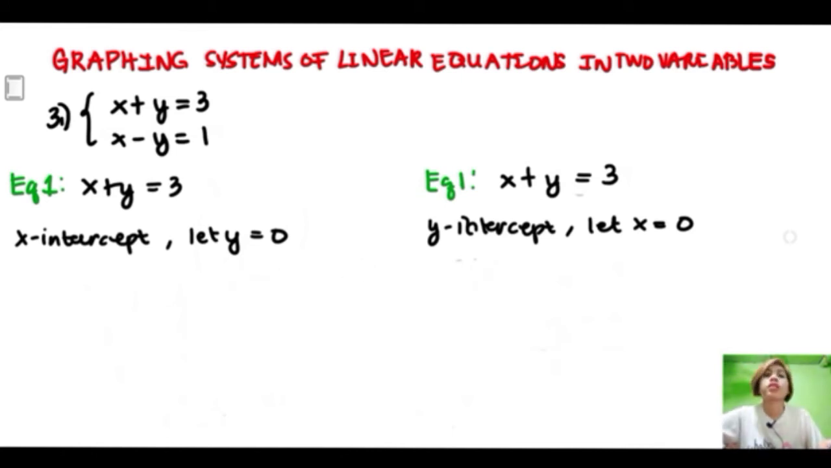So, let's have the third system. X plus y is equal to 3, and then x minus y is equal to 1. So, here, equation 1 ulit yung gawin muna natin. So, x plus y is equal to 3.